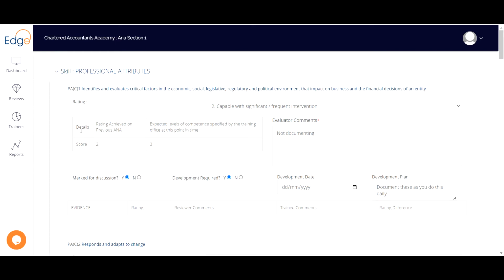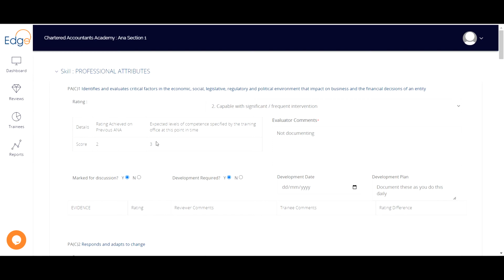You can see from this table there are details and a score. Rating achieved on previous ANA, there's a 2. If this is ANA number 5, this 2 means it was achieved in ANA number 4. If this is ANA number 4, this 2 means it was achieved in ANA number 3. And the last column, the heading, talks about the generic training manual for your training office. That is the expected level of rating that the trainee is expected to be on at this particular stage.